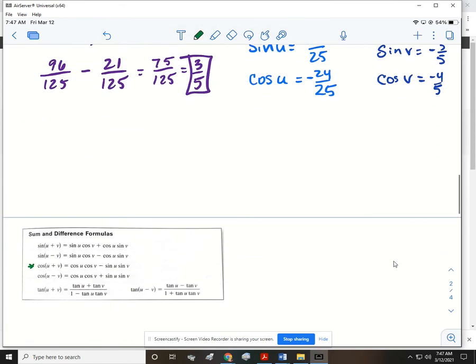Okay, let's do another one. The tangents are definitely more difficult, as you guys can imagine. You have all these fractions inside of a fraction stuff to worry with. All right, so we're going to find the tangent of u minus v. So I'm going to start off and write my equation for that.